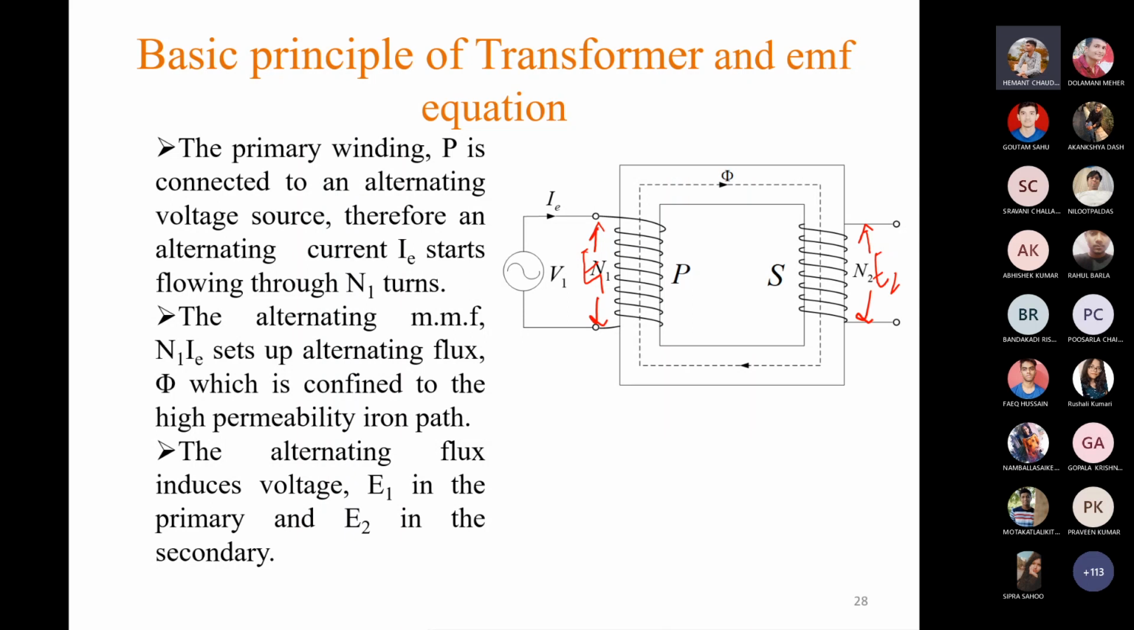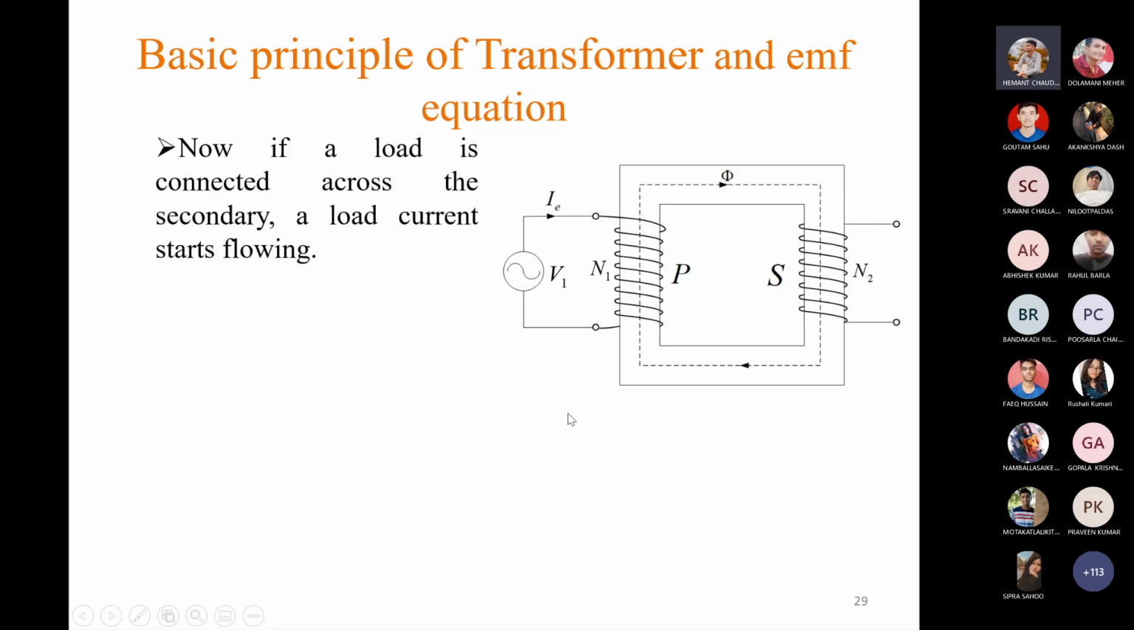As I have already mentioned, the flux is alternating in nature. It is time varying. So whenever there is a flux cutting action, that means change in flux linkage, there will be some induced EMF. So when this time varying flux is linking with this primary winding as well as this secondary winding, there will be two induced EMFs, one E1 across the primary winding, another E2 across the secondary winding. Now if some load is connected across the secondary winding, suppose this is our load, then some secondary current will also flow through this secondary coil, but that is not required now.